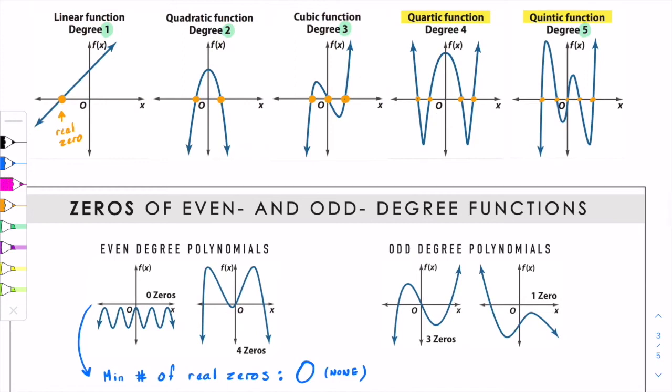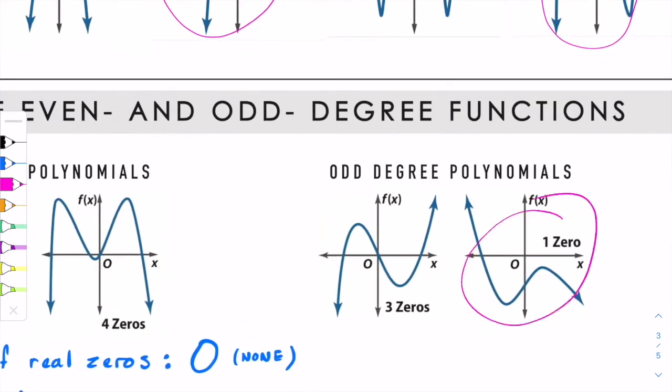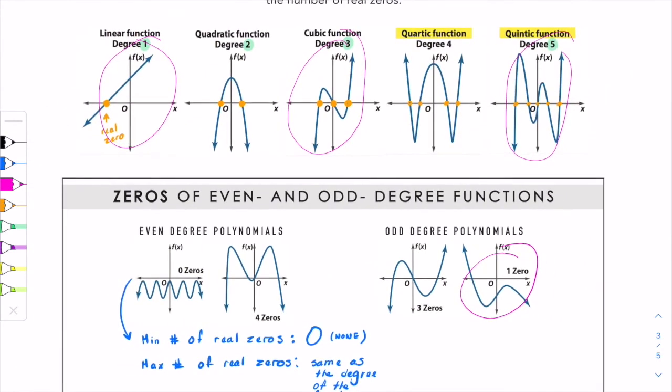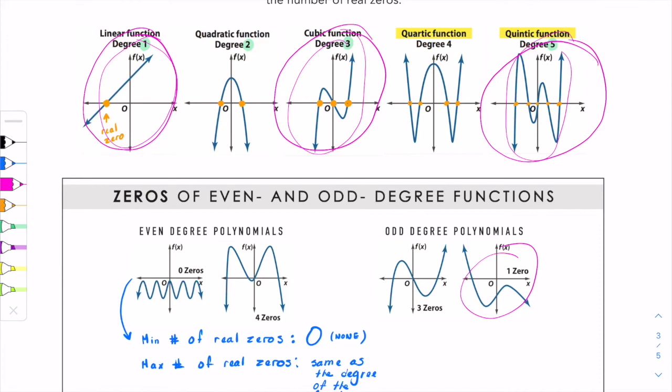However, if you're looking at an odd degree function, it has to cross the x-axis at least 1 time. That means the minimum number of real zeros has to be 1, and the maximum number of real zeros is going to be the same as the degree. So when the degree is 1, my graph only crossed 1 time. When the degree was 3, it crossed 3 times, and when it was 5, it crossed 5 times.